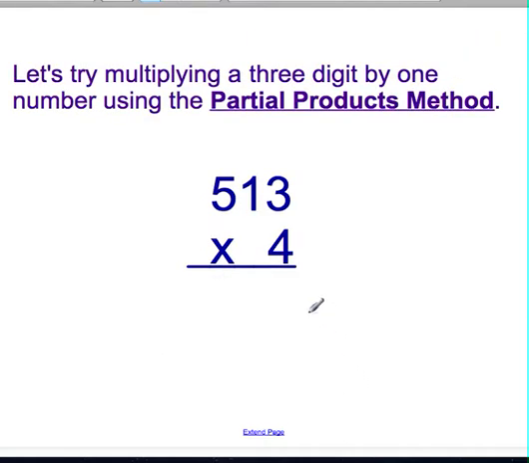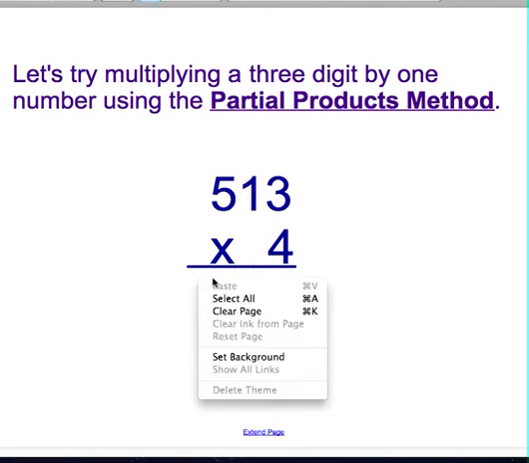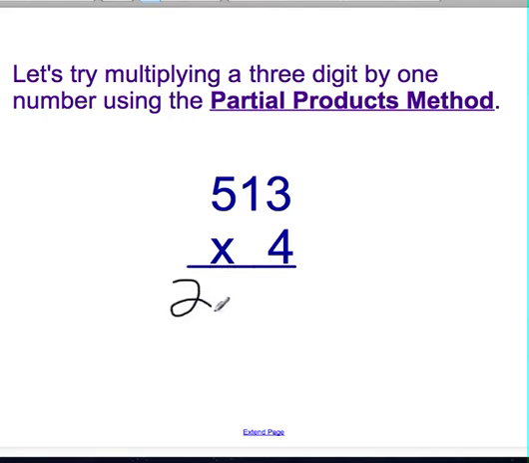Let's try multiplying a 3-digit by a 1-digit number using the partial products method. Same thing. This time it's 513 times 4. So 4 times 500 would be 2,000. 4 times 10 is 40. And 4 times 3 is 12.